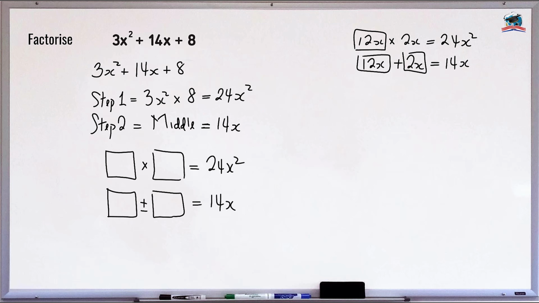Good. Let's do it. So we put 12x multiplied by 2x. That gives us 24x squared. And we take the same 12x here and we add it. Okay, we remove the minus sign, so it's a plus sign that works. Okay, good. And that gives us 14x. So that's what we're going to use. 12x plus 2x. Okay, let's tidy up.